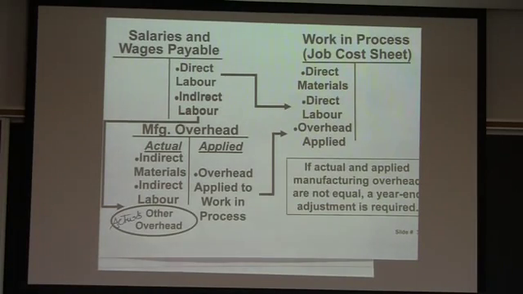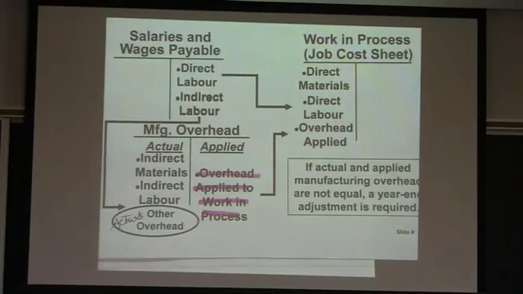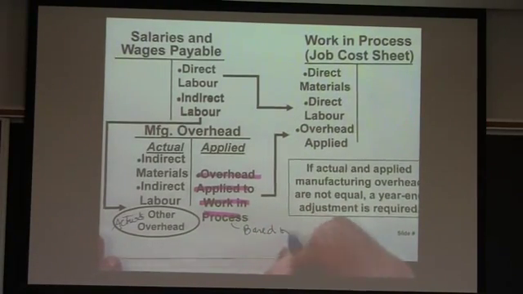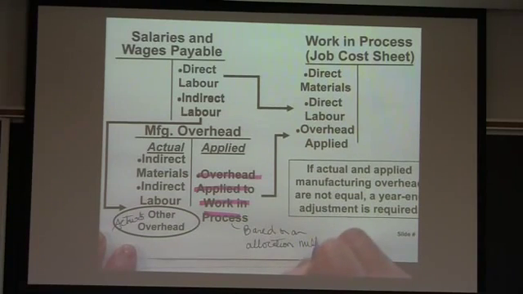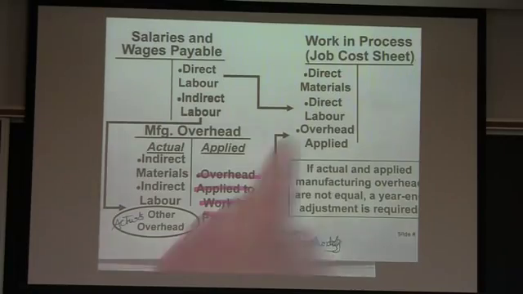So this is the applied work in progress. And the applied is going to be based on some sort of allocation methodology. And the one that we did in this example was a percentage of labor cost. So that's what we do.